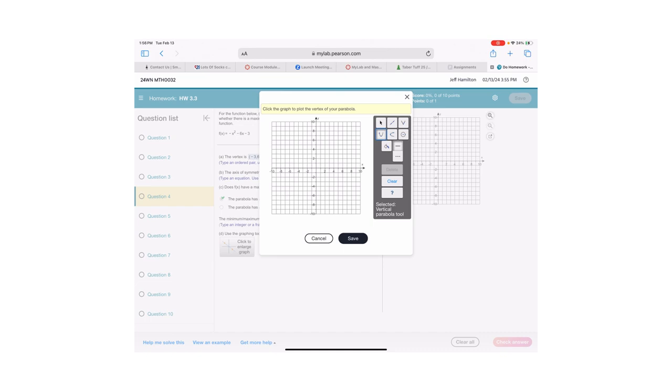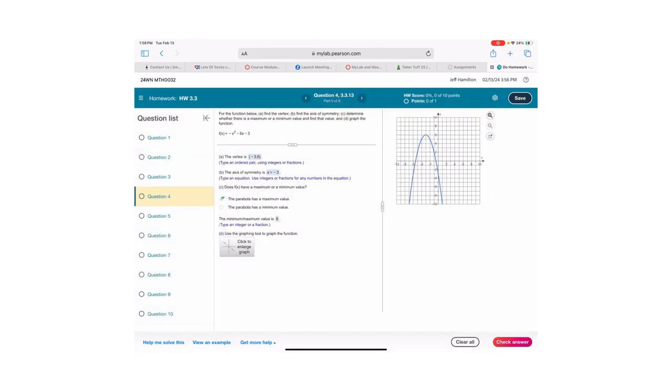Minus 3 and 6 is this point right there. Okay? And then I have to click on that other point. And the other point was minus 2 and 5. So minus 2 and 5 right there. Good. Notice it gives me a parabola. And I think that one's correct. Let me hit save and we'll see if it's right. Hit save and then check answer.